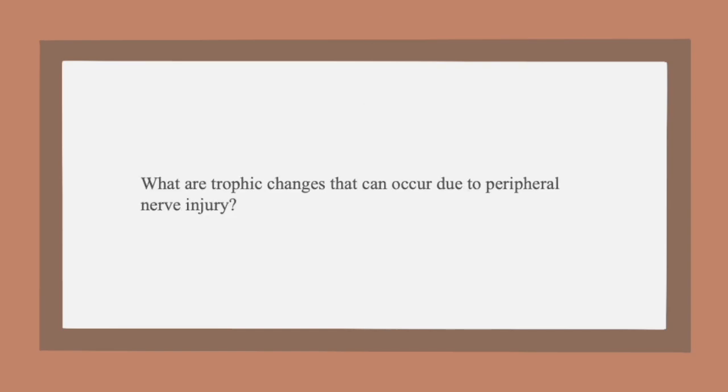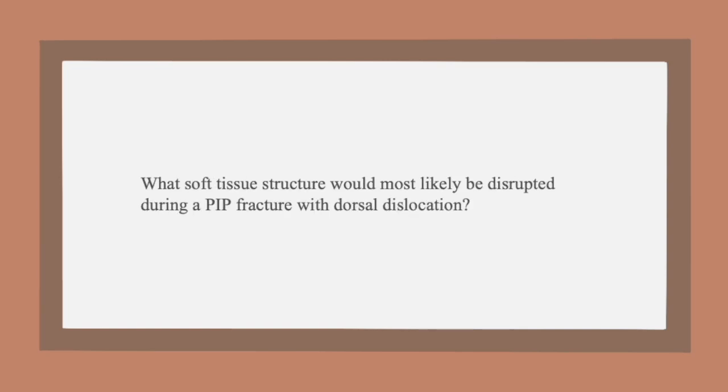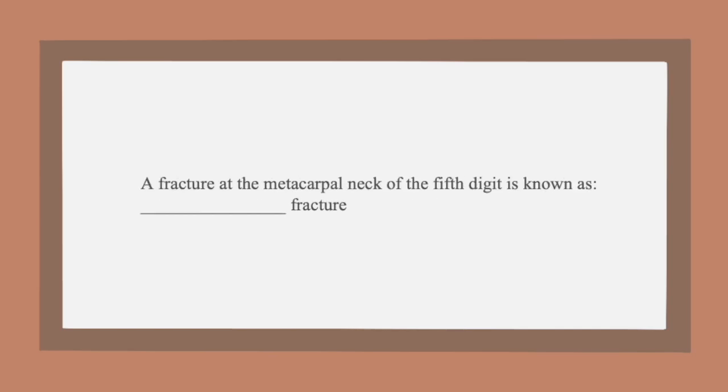What are trophic changes that can occur due to peripheral nerve injury? What soft tissue structure would most likely be disrupted during a PIP fracture with a dorsal dislocation? A fracture at the metacarpal neck of the 5th digit is known as a what fracture?